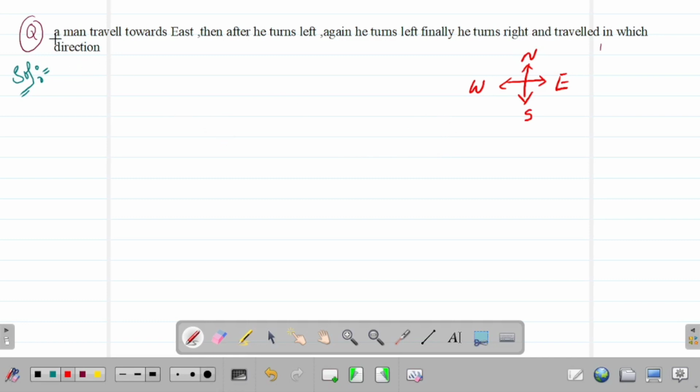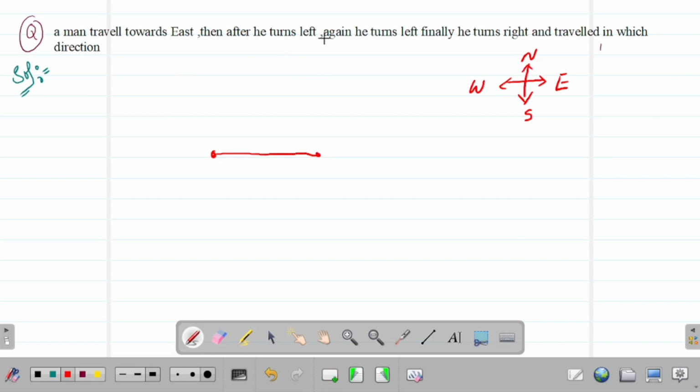So now a man travels towards the east. Suppose this is the starting point. He is traveling towards the east direction first. So this is the east direction, right? So he is traveling towards the east direction. Then after here, now he is here, right? A man travels towards the east.